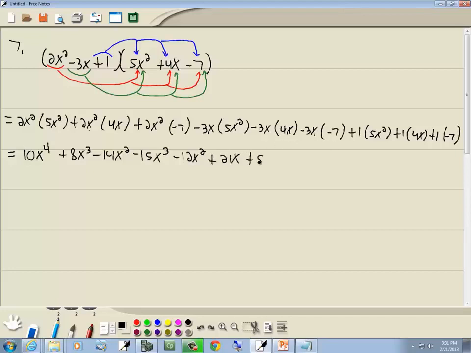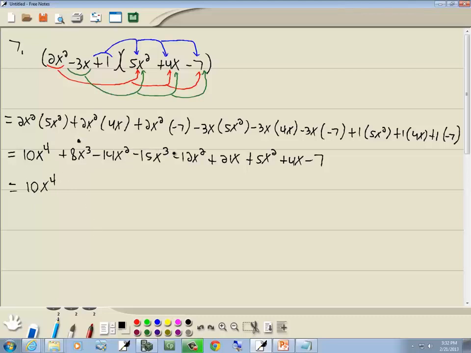1 times 5x squared is 5x squared. 1 times 4x is 4x. And 1 times negative 7 is negative 7. Now let me double check everything here. 10x to the fourth plus 8x to the third minus 14x squared. Negative 15x to the third, negative 12x squared plus 21x. Okay. Now let's combine together like terms.